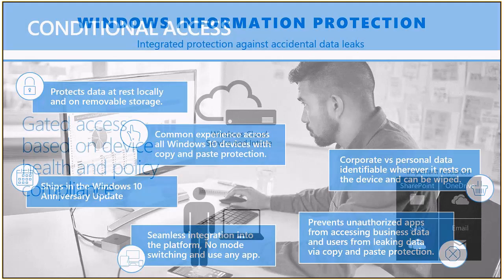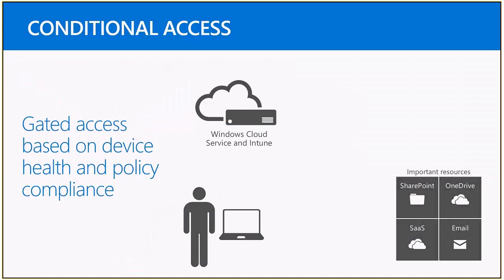And one additional piece around that information protection paradigm is conditional access. So being able to provide gated access to Microsoft services based on whether the device is healthy and whether the device complies with policy. Traditionally, a machine goes out and attempts to access, it could be SharePoint Online, OneDrive for Business, any sort of software as a service application that we manage in Azure, or of course Outlook Online, or Exchange Online, or Outlook email.